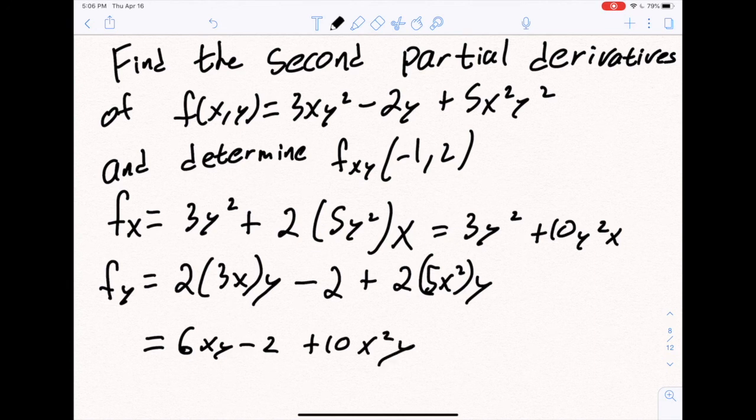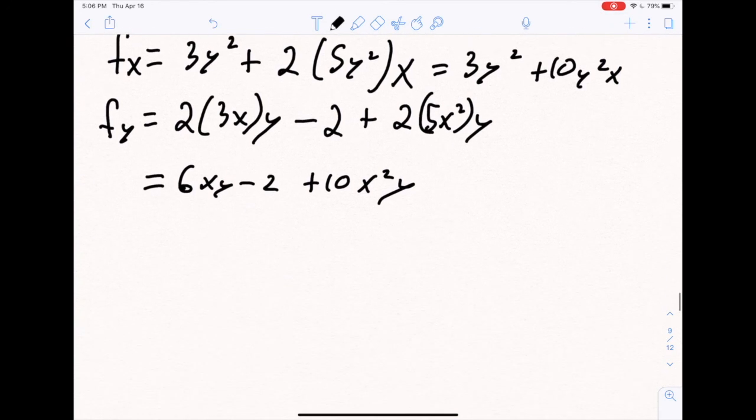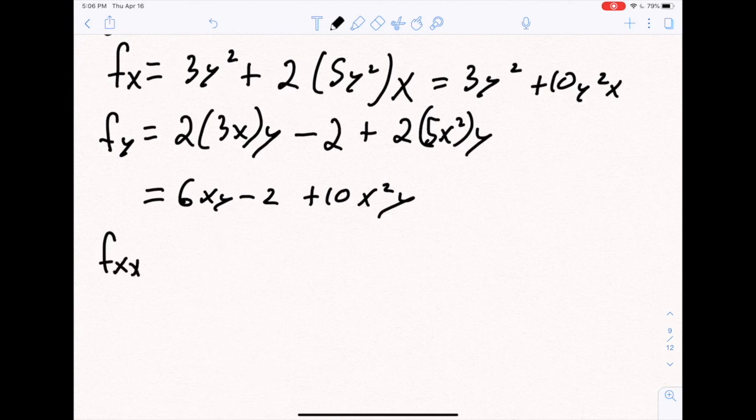So now we have fx and fy, and now we can find fxx, fxy, fyx, and fyy. Let's start with fxx. For fxx, we're going to take fx, which remember is 3y² + 10y²x, and take its derivative with respect to x. So we hold y as a constant. The derivative of 3y² with respect to x is just 0, plus the derivative of 10y²x with respect to x, which is just 10y². So fxx is just 10y².